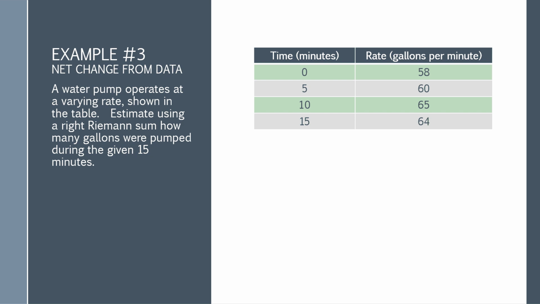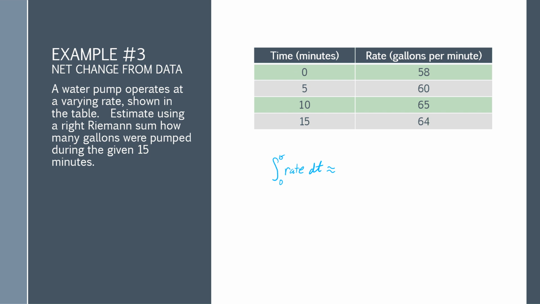Again, what I'm noticing is they tell me about the rate, but they ask me how many gallons. So that tells me I want to do an integral of the rate. And they're saying for the first 15 minutes, so from 0 to 15. I don't have an explicit equation for the rate. I just have a table of data, so they do tell me to estimate. And remember, on the AP exam, a Riemann sum is right RAM.